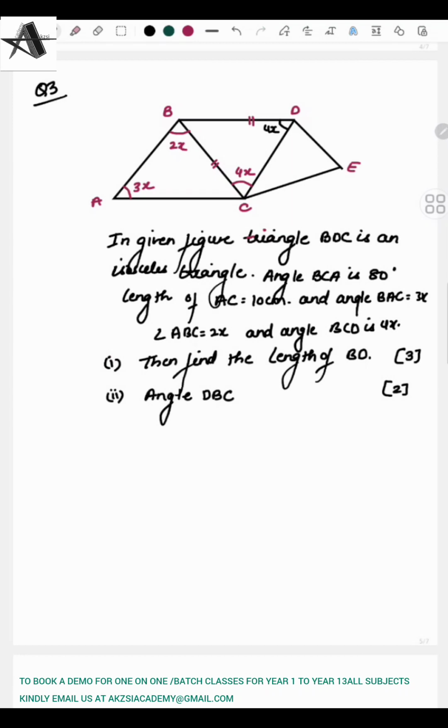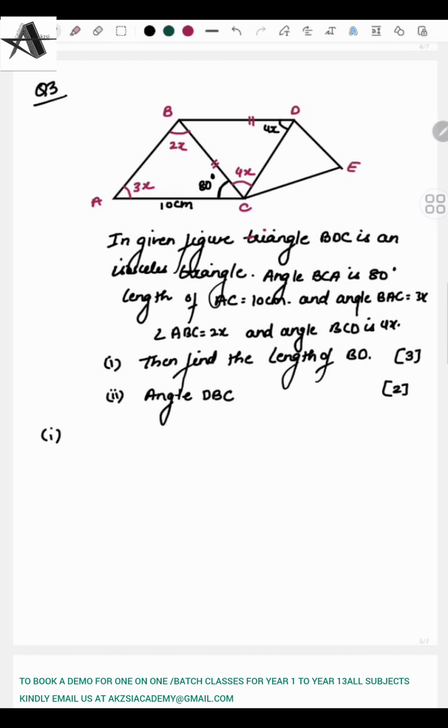Angle BCA is 80 degrees. Angle BCA, that means this is 80 degrees given. Length of AC is 10 centimeters. This is 10 centimeters. So if you see specifically triangle ABC, I'm again repeating, triangle ABC, we have three angles and side. Definitely the two other angles are given in terms of 3x and 2x, but by using angle sum property we can easily calculate the value of x, and that should be our first aim. Then it's BD that we have to calculate.